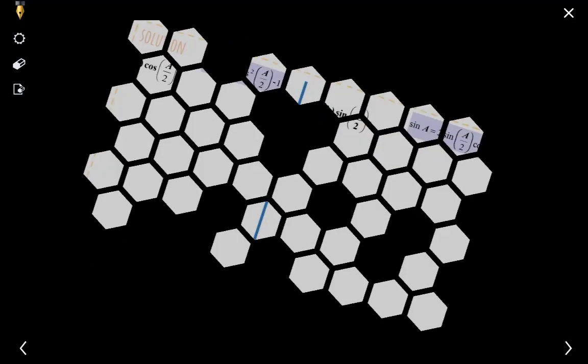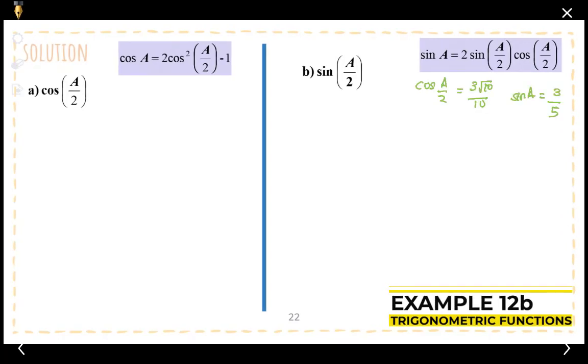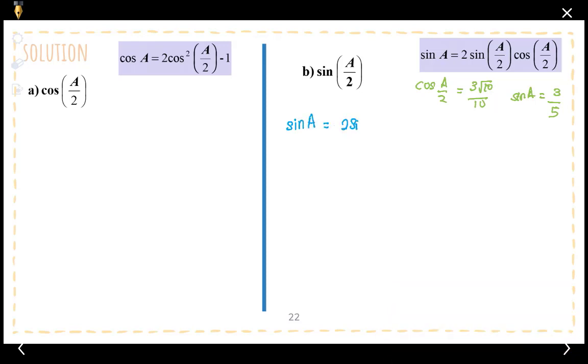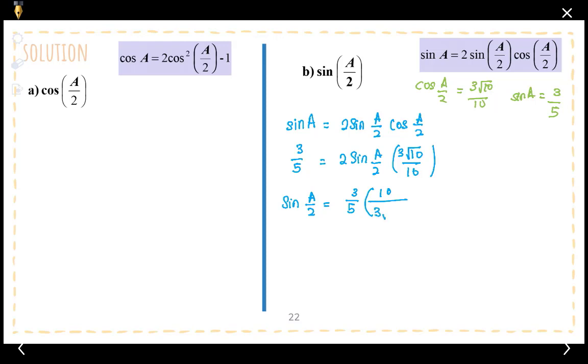Now let's try example B. Okay, students, so we're going to copy down the formula. Sin A equals 2 sin A over 2 cos A over 2. So we know sin A is 3 over 5 and we are looking for sin A over 2, and cos A over 2 is 3 square root 10 divided by 10. So remember, we are looking for sin A over 2. So I will transfer sin A over 2 to my left hand side. For 3 square root 10 divided by 10, when I transfer, it will become 10 divided by 3 square root 10, and 2 will become 1 over 2.